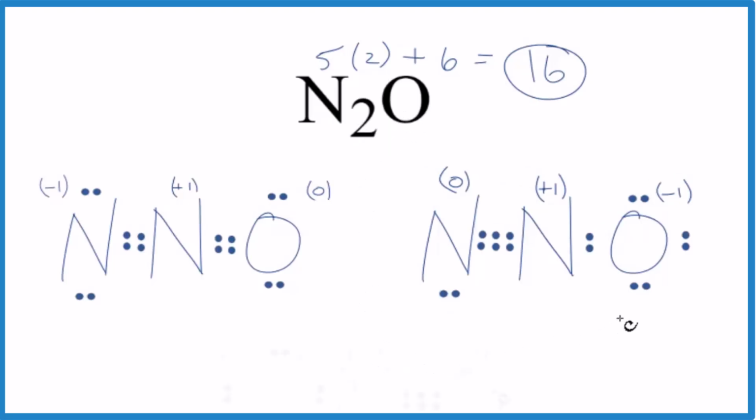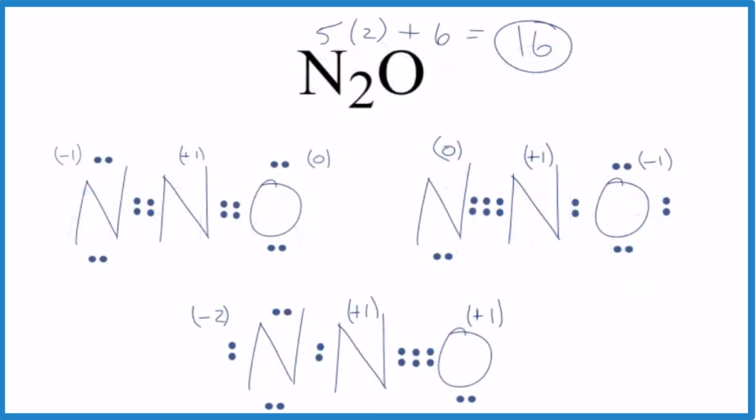There's one more we can draw. That'll look like this. So with this structure, we do have an octet for the nitrogens and the oxygen, but we have this -2 formal charge on this nitrogen. The oxygen has a positive formal charge. This really isn't a very stable structure.